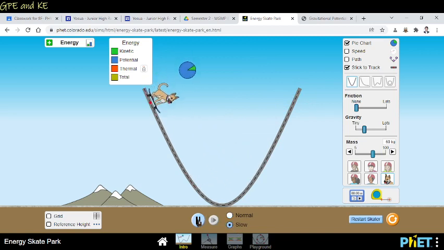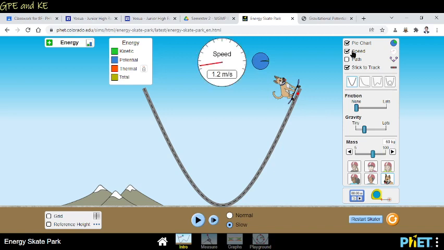Let's slow it down. You can see that at the bottom, all of the potential energy, the blue one, is changed into kinetic energy. So at the most bottom part of this slide, all of the potential energy is changed into kinetic. This is the part where the dog moves the fastest. At the top, all the kinetic energy changes back into height.